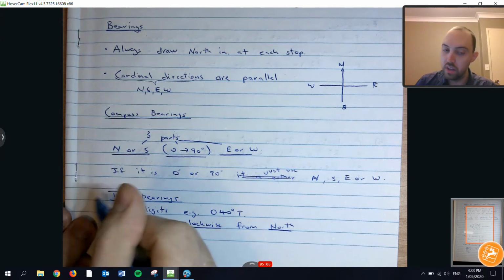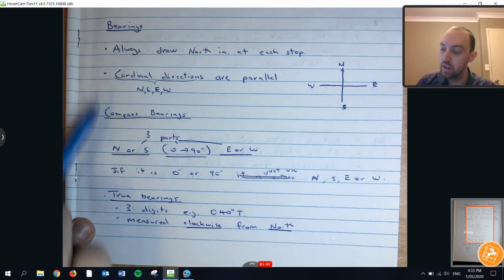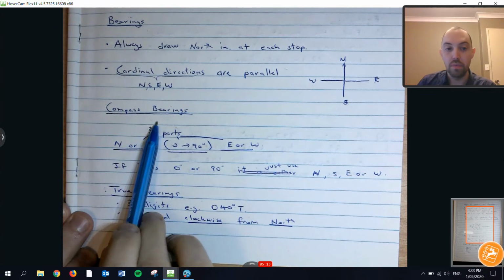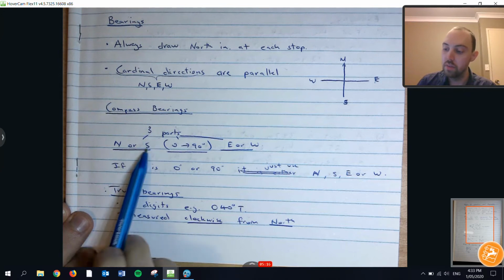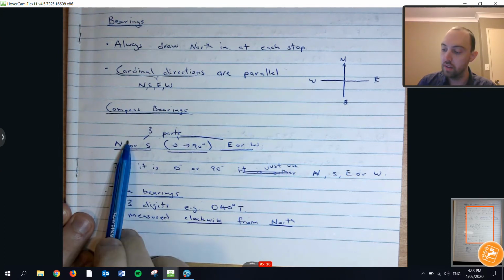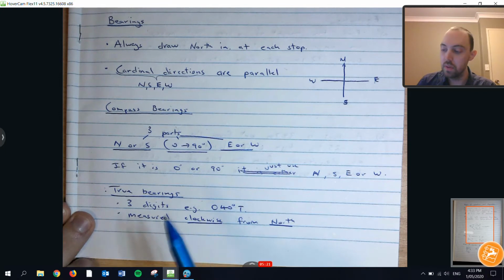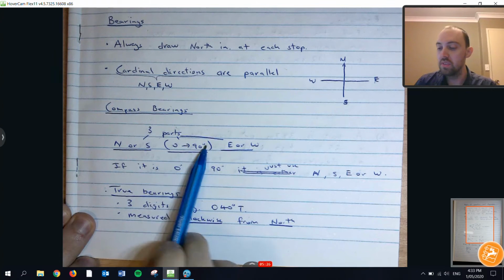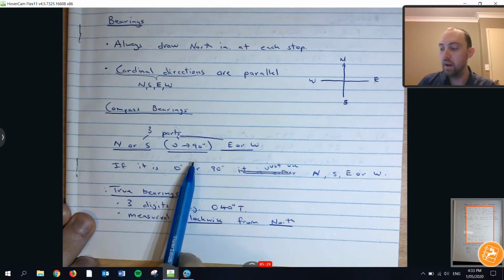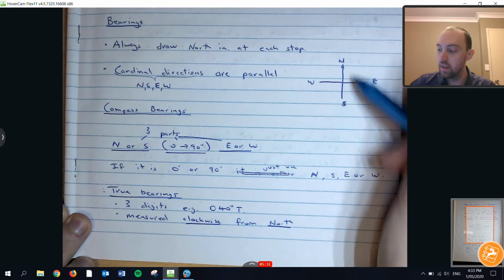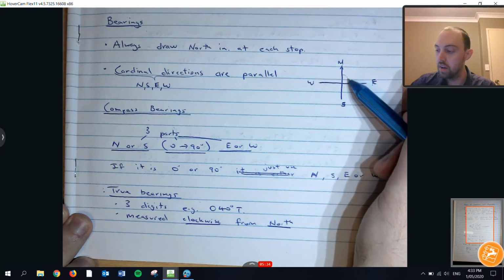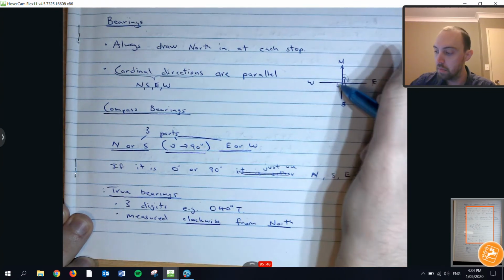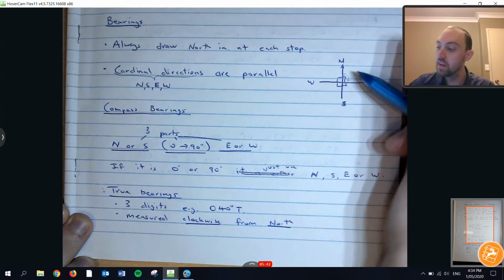The two ways that you're going to get bearings are compass bearings or true bearings. Compass bearings are made up of three parts. The first part is either north or south, so do not start it with east or west. The second part is some sort of angle between 0 and 90, because once you get past that, if you were starting from north and you went to 90 degrees, then you're suddenly east. Each of these are 90 degrees apart, making the full 360.